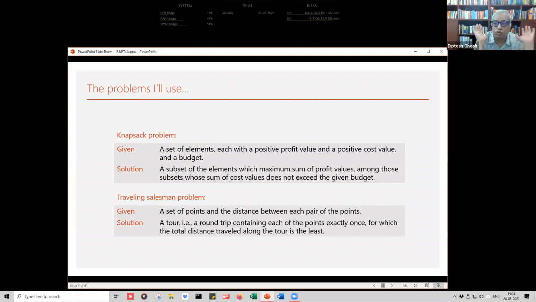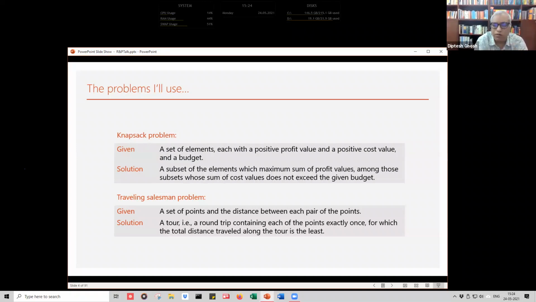Which elements would you choose? In a business context, let us suppose that you have a bunch of projects. Each of the projects will give you a certain amount of profit. You can find out the net present value of the profit, and you know the cost of each of the projects, and you're given a budget. Now the question is, which of those projects would you choose so that you don't exceed your budget, but you get the maximum profits from those projects? So that's the knapsack problem.